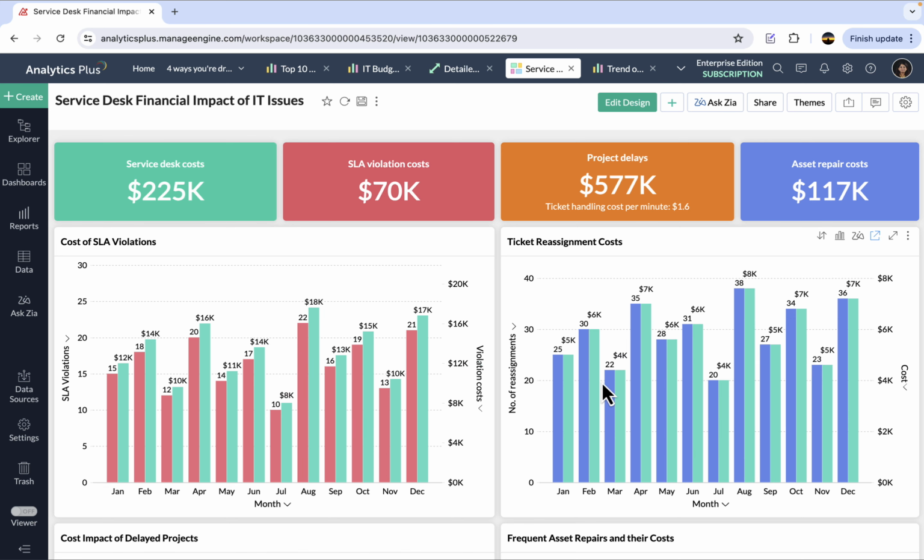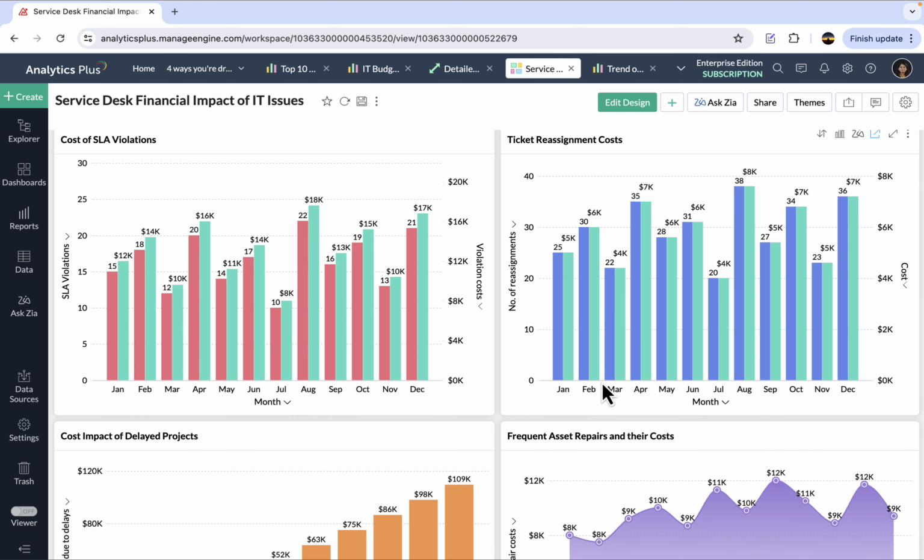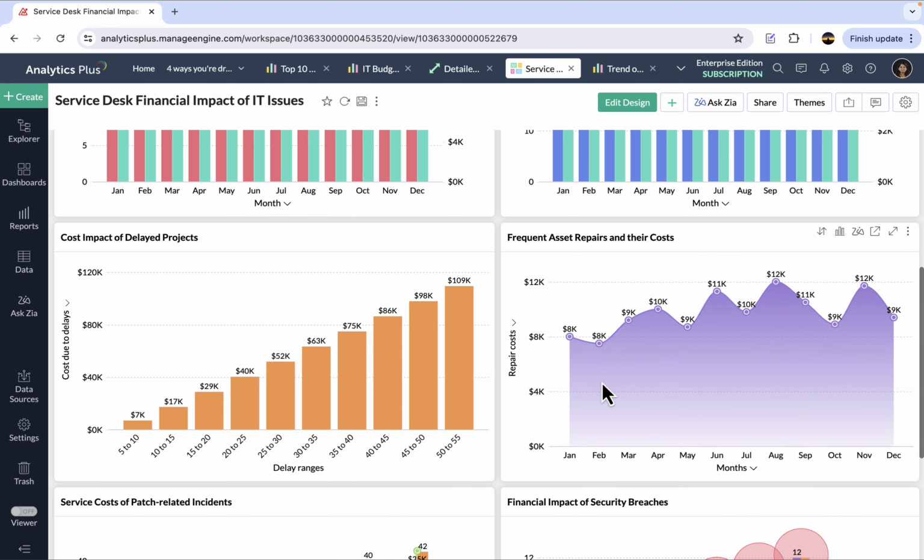While these two analyses uncovered a financial impact of incident management inefficiencies, let's implement a similar approach to understand the cost strain associated with other service desk issues.